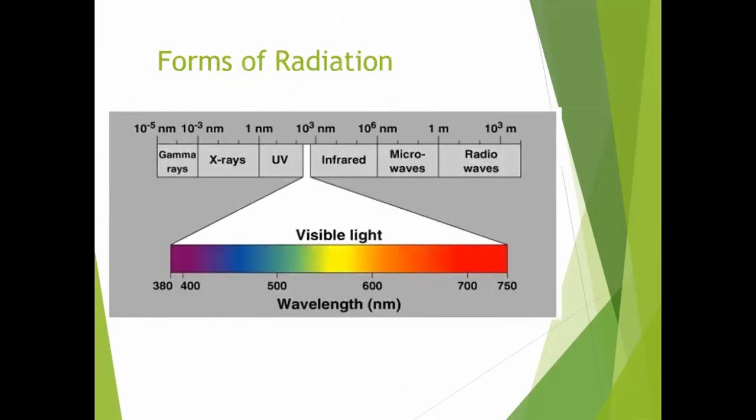This is the form of radiation. We can see a picture with many things going on: gamma ray, X-ray, ultraviolet, infrared, microwaves, and radio waves. Visible light spans about 380 to 750 nanometers. This is the wavelength. This is all about the forms of radiation.